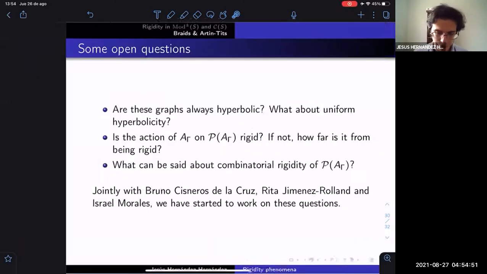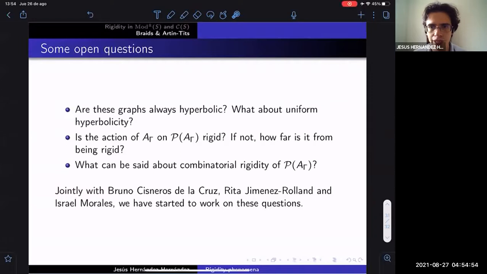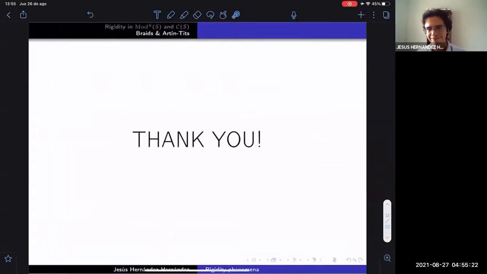And finally, at least for the questions that I am most concerned with, what can be said about the combinatorial rigidity of this object? As in, if I take some graph morphism of this thing, does it come from an automorphism, or are there non-trivial graph morphisms in here? And we are working on these questions in particular with Bruno Cisneros, Rita Jimenez, and Israel Morales. And I'm done. Thank you.